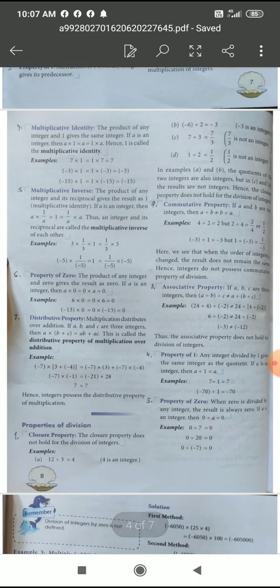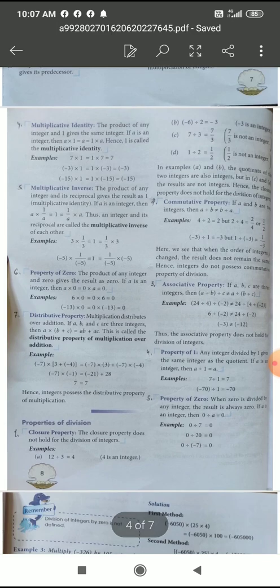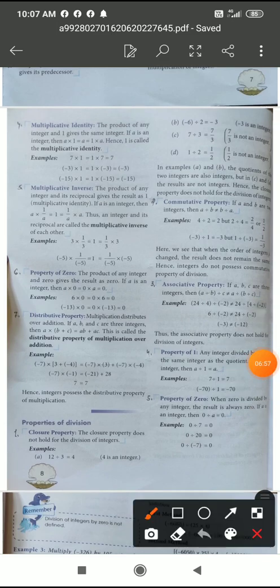Then multiplicative identity. The product of any integer and 1 gives the same integer. If a is an integer, then a multiply 1 equal to 1 multiply a equal to a. So children, 7 multiply 1 equal to, we know, 7, and 1 multiply 7 also 7.